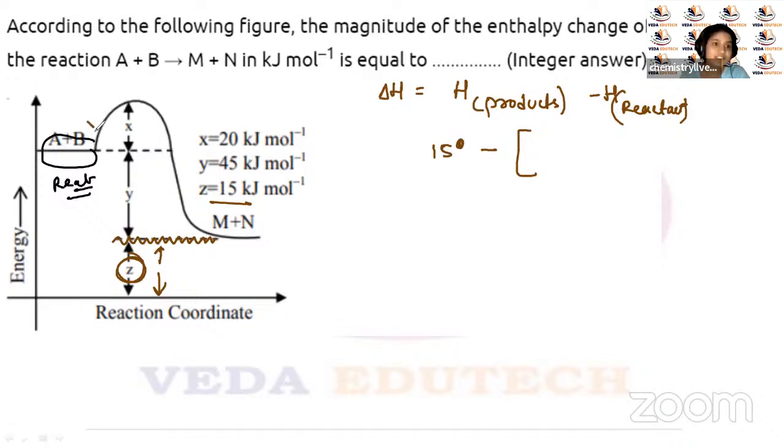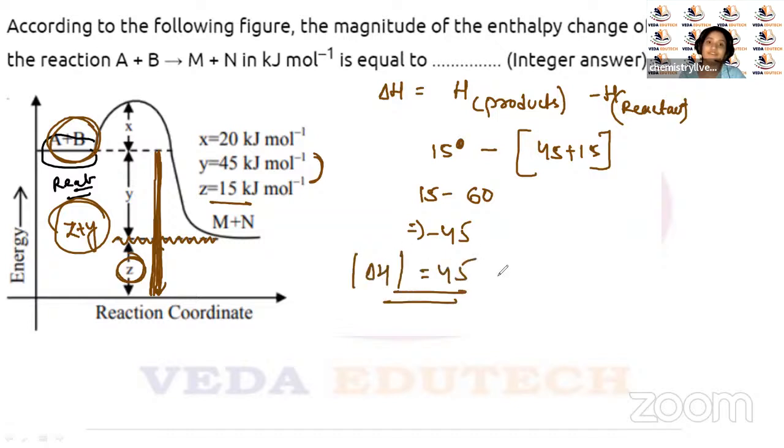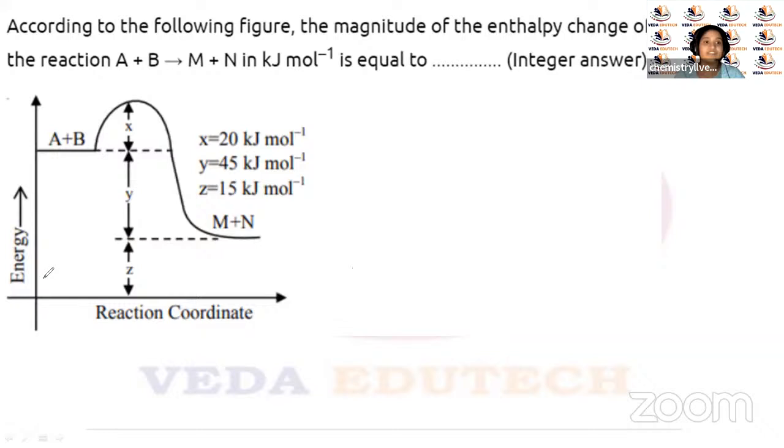What do you see? The intermediate one, this is A plus B, and A plus B is the entire thing from here to here, and this entire thing is nothing but Z plus Y, and Z plus Y is 45 plus 15. So this is 15 minus 60, so this is minus 45. We'll take the modulus of it, so this is going to be 45 kilojoule per mole. Right, children? So this is going to be your answer. The answer is going to be 45.